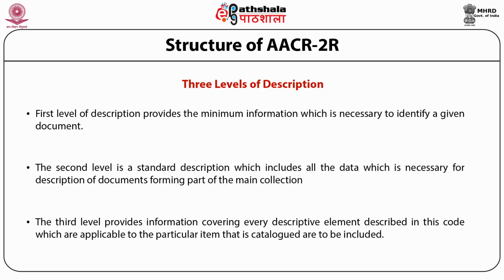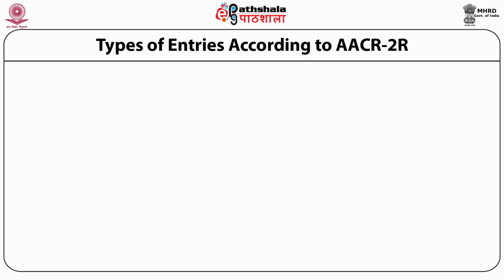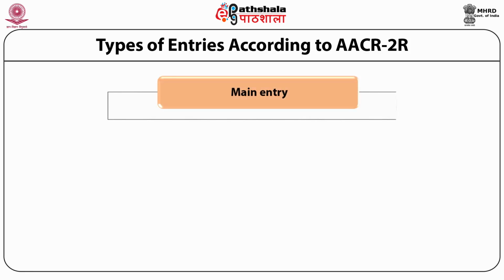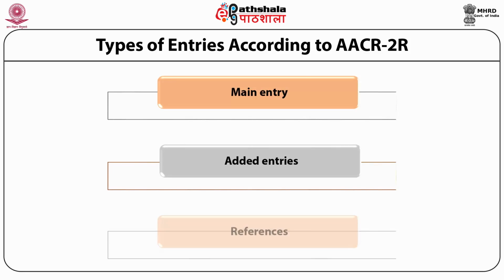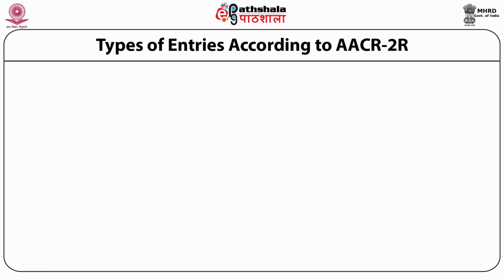The choice of level of description would depend upon the objectives of a cataloging and requirements of a particular library. In most of the libraries, the second level of description is adopted, regarding it as a standard description. Types of entries of dictionary catalog. Entry is of three types. First one is main entry, second is added entry, third one is references. The schematic illustration of these entries is given below.